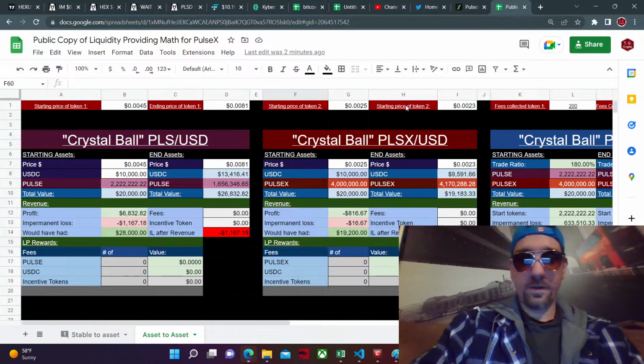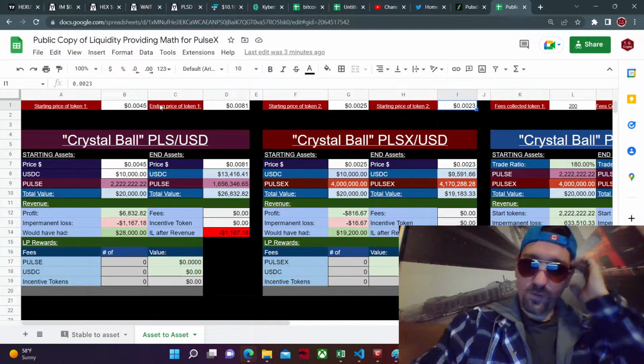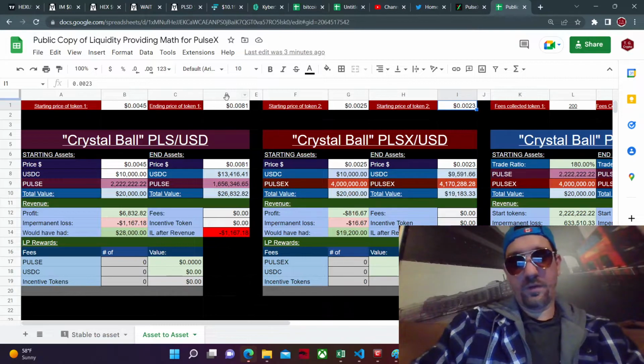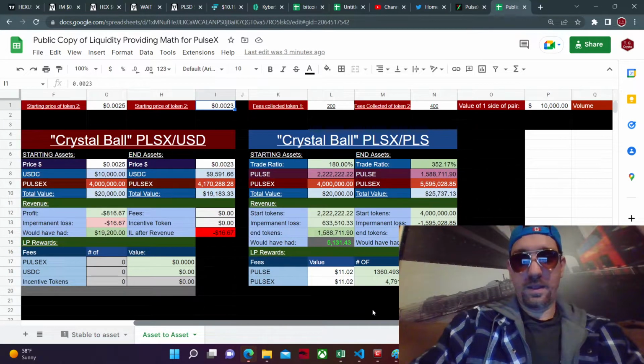So up here, this very top line is not locked. So you can set a starting price of token 1, and then this is still for token 1 an ending price. And a starting and an ending. That way you've got your points in time. So this is token 2 and token 1. Beginning price, end price, beginning price, end price for the 2 different assets. It'll run them through the calculators for the price functions. Then the fees being collected.